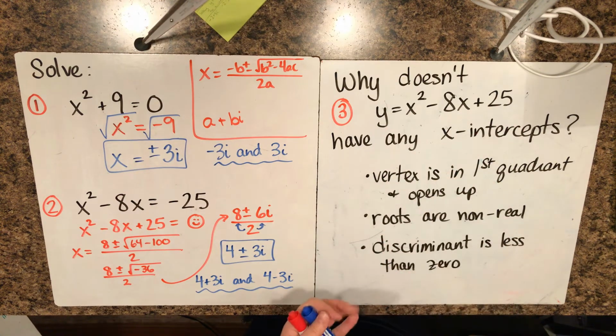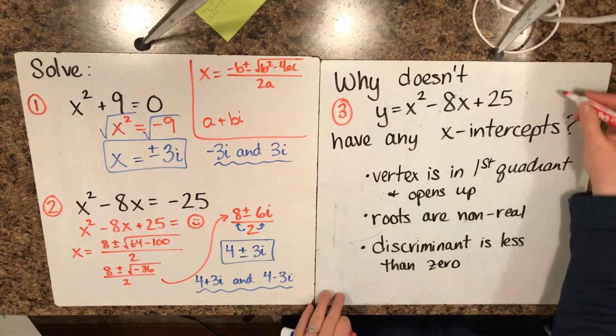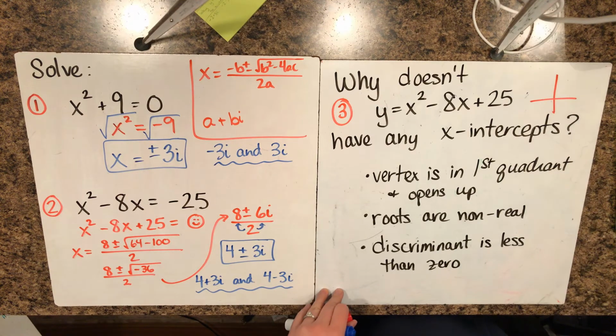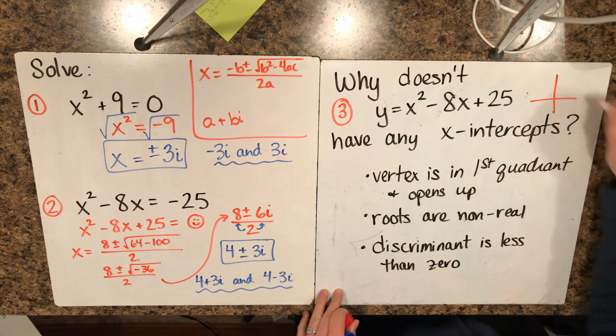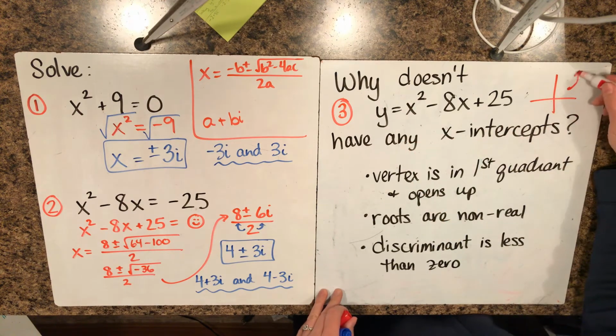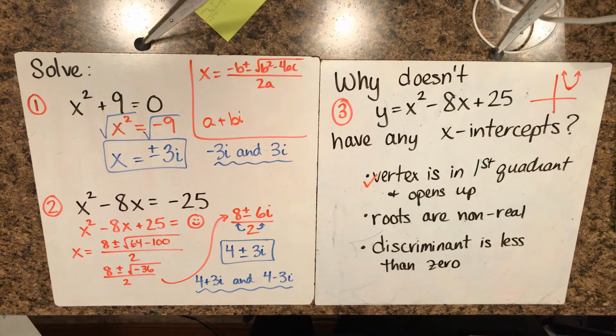If you put this in your graphing calculator or in Desmos, you would see that the vertex is in the first quadrant, and you guys know just by looking, with a positive orientation, it opens up. So that is a true statement. The vertex is in the first quadrant, and that parabola does open up.